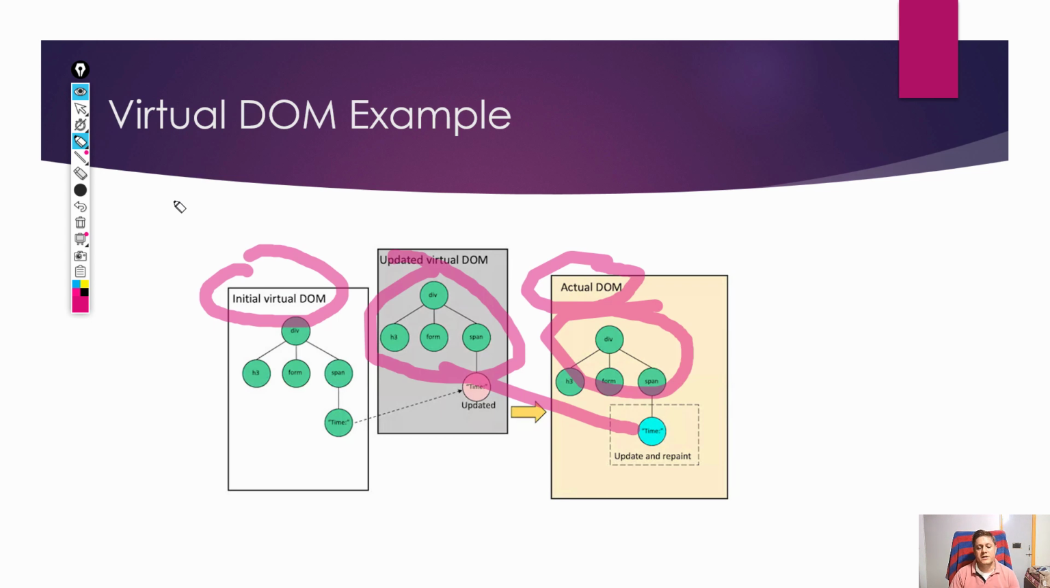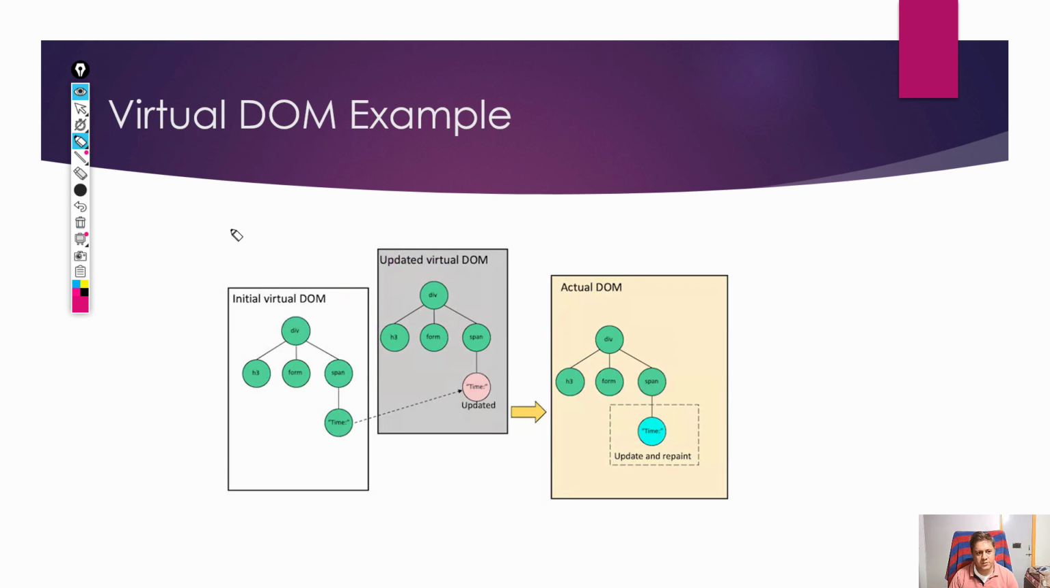It is used for performance optimization, it is used while rendering, and it uses the diffing algorithm. This is very important, and it is one of the very famous algorithms for this virtual DOM kind of thing.